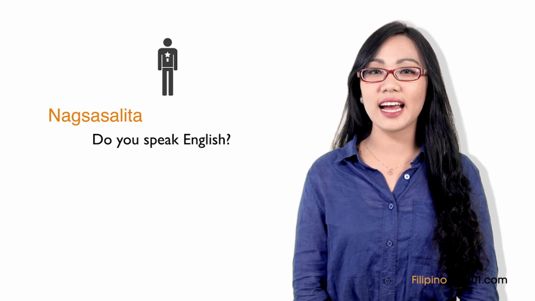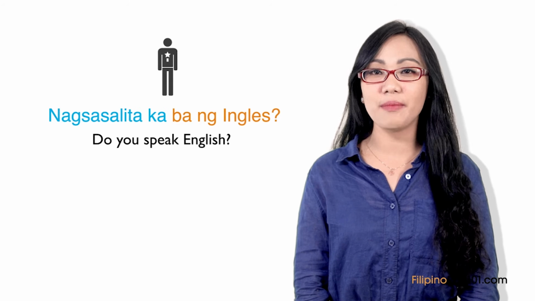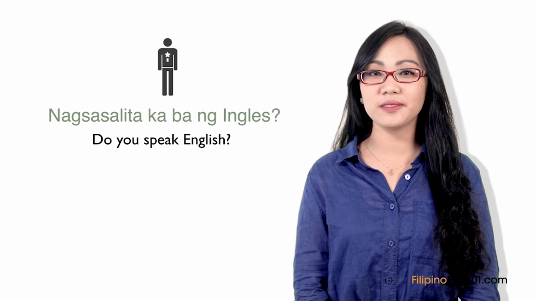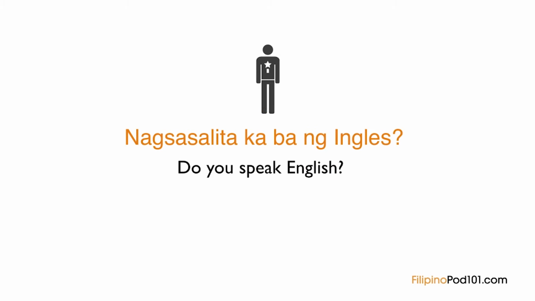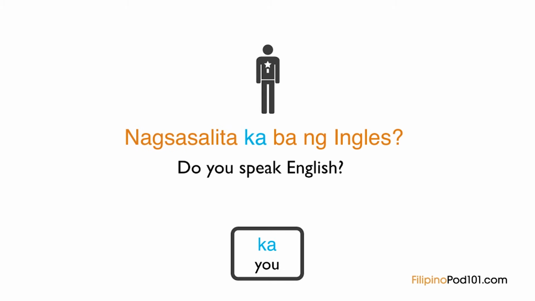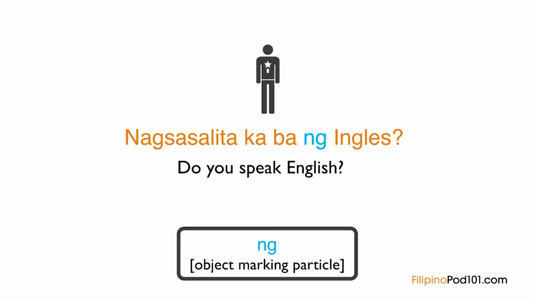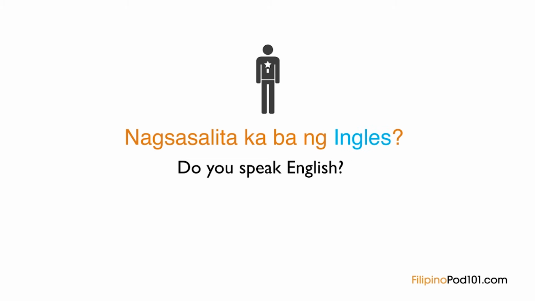Here's the informal way to ask it. Nagsasalita ka ba ng Ingles? Let's break down the sentence. In Filipino, the verb can come before the subject. Nagsasalita means speaking, followed by ka, which means you. Next, there is ba, which is the question marking particle. After it comes nang, which acts as an object marking particle, marking Ingles, which, as you might have guessed, is English.